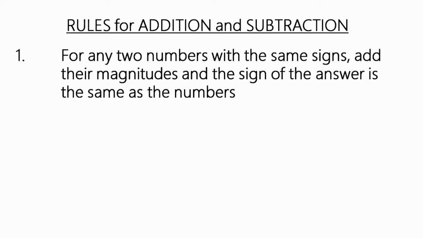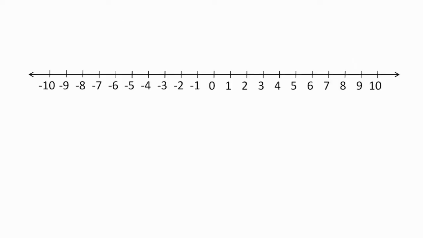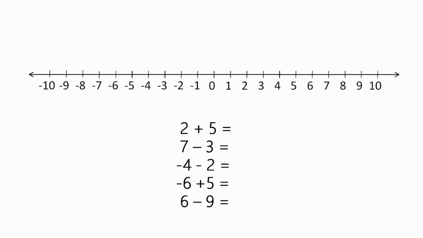Number 1, for any two numbers with the same signs, add their magnitudes and the sign of the answer is the same as the numbers. And number 2, for any two numbers with different signs, subtract the smaller magnitude from the bigger, and the sign of the answer is the same as the one with the bigger magnitude. Now, let us see these scenarios that will clearly help us understand the definition of those rules. So we use our number line and use these problems to see how the rules actually work.